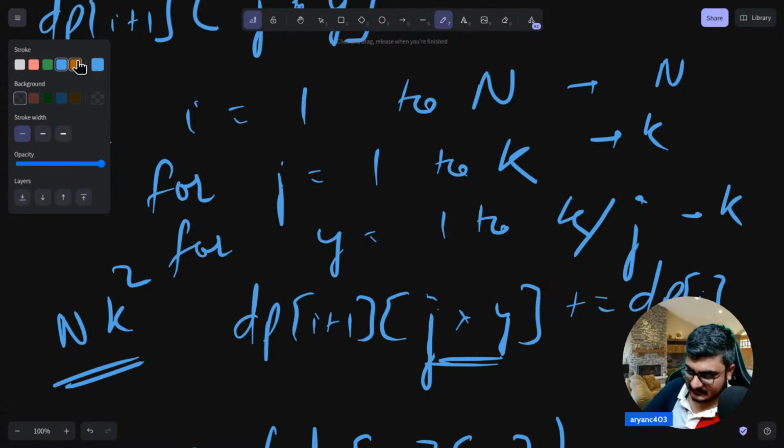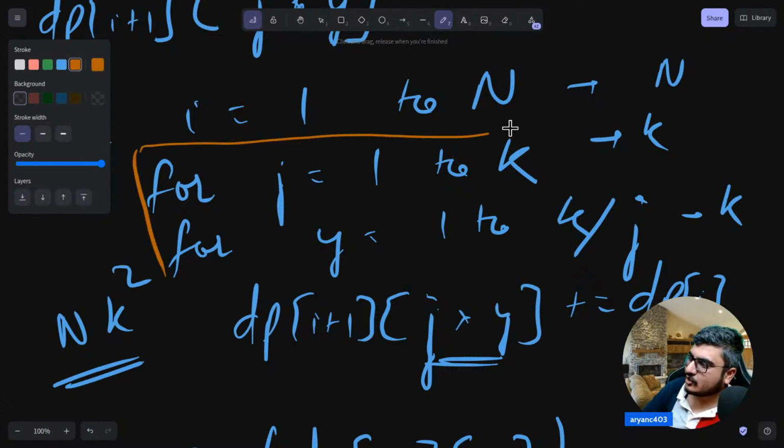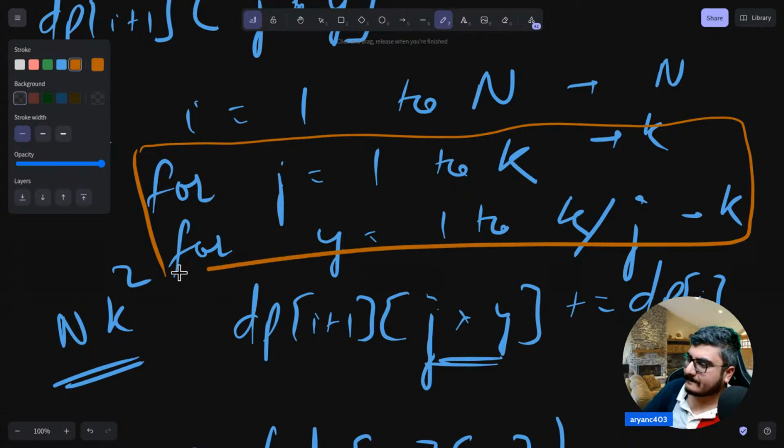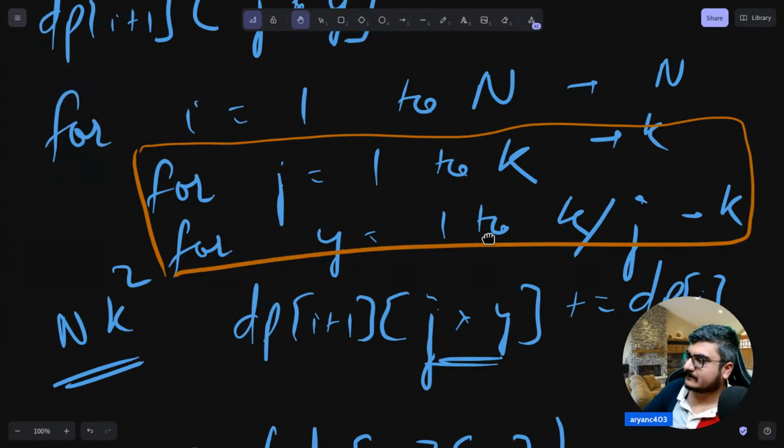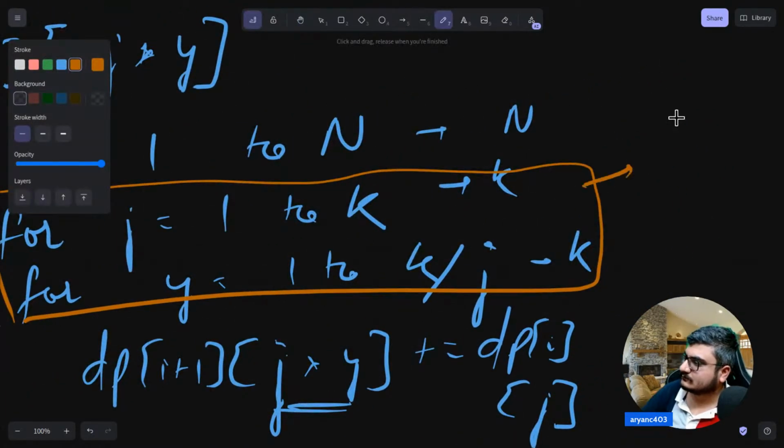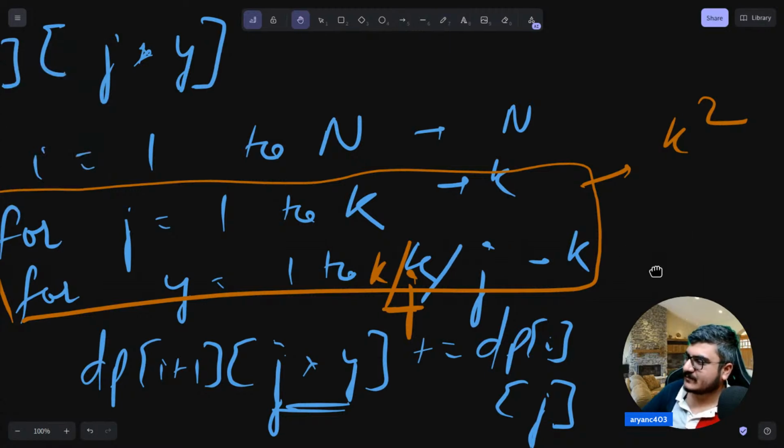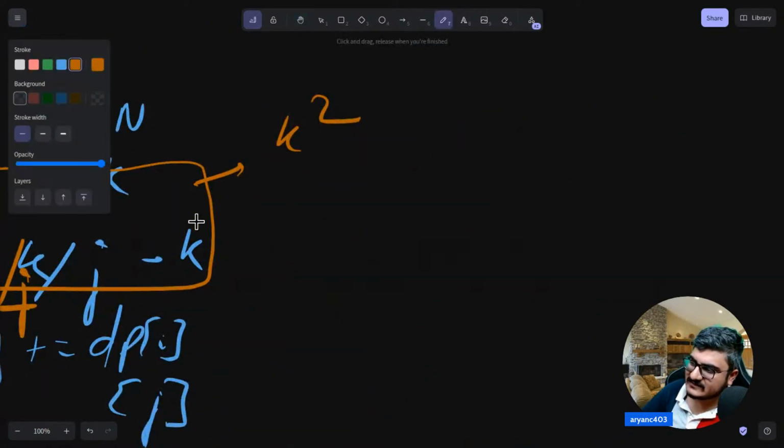Yeah, the important idea was, we were claiming these for loops run in k square time, right? But the fact is, when you do k divided by j, you see this part is always changing. When j is 1, it is going up to k. When j is 2, this is going up to k by 2, and so on. When j is equal to k, this loop runs only once. So the main crux idea here is this for loop runs k log k times.